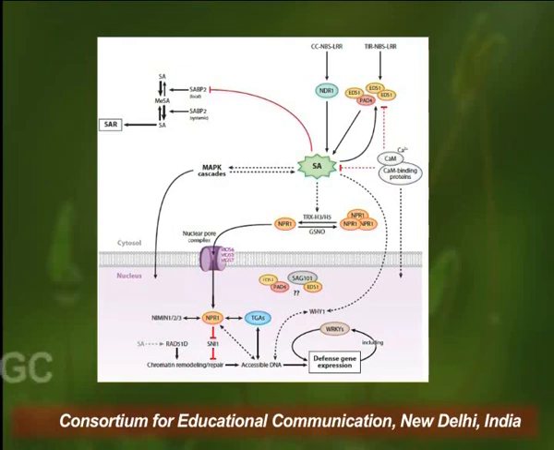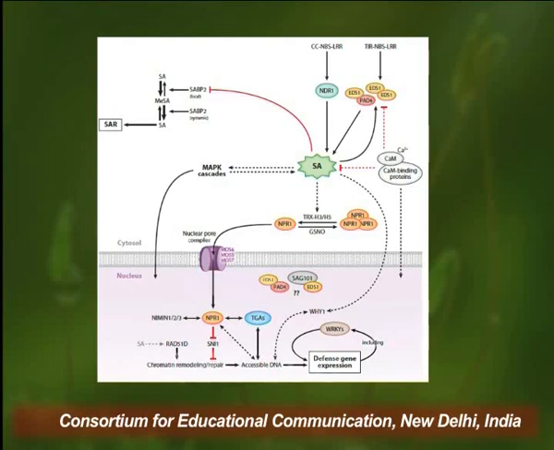Now this salicylic acid binding protein is responsible for the degradation of methyl salicylate into salicylic acid. So this is a kind of positive feedback mechanism. If salicylic acid concentration is high, it will inhibit this protein, thereby causing accumulation of methyl salicylate in the plant. But if there is a requirement of salicylic acid, then these proteins get activated and cause degradation of methyl salicylate into free salicylic acid, which produces systemic acquired resistance in the plant.